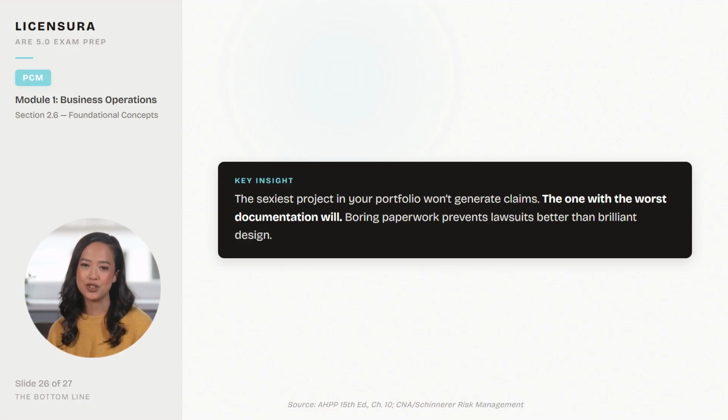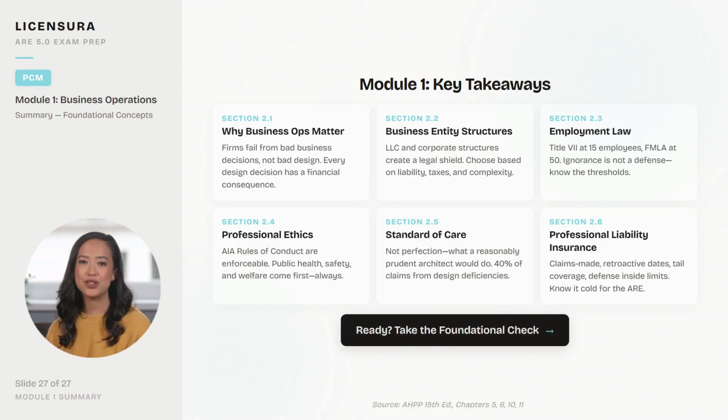That wraps up Section 2.6 on professional liability insurance. Now let's bring everything together with a summary of Module 1. Let's bring it all together. You've just worked through the entire foundational layer of Practice Management Module 1, Business Operations and Organizational Structures. That's a lot of material, so let's recap what you've learned and why it matters.